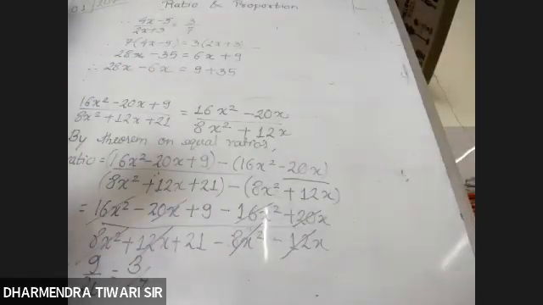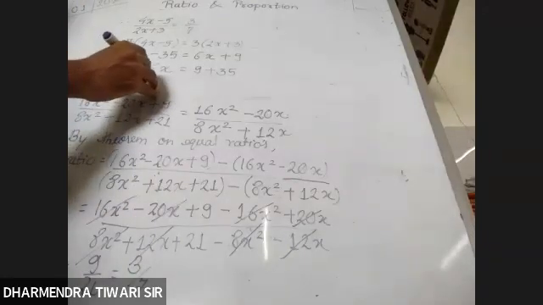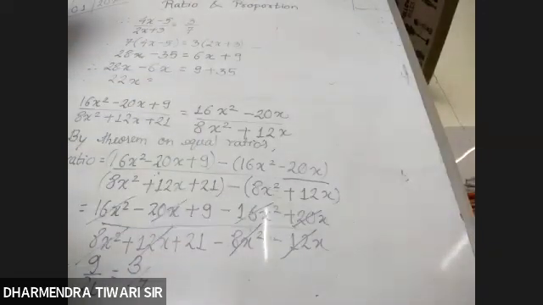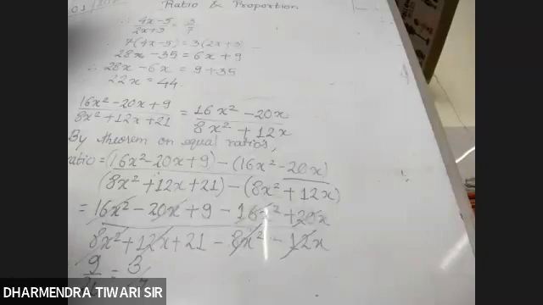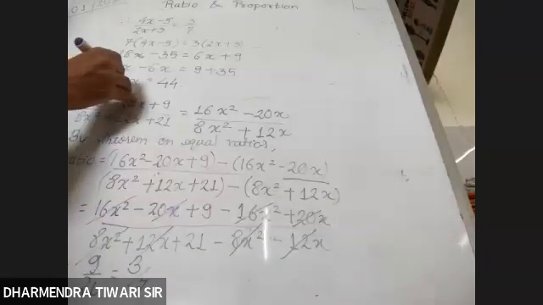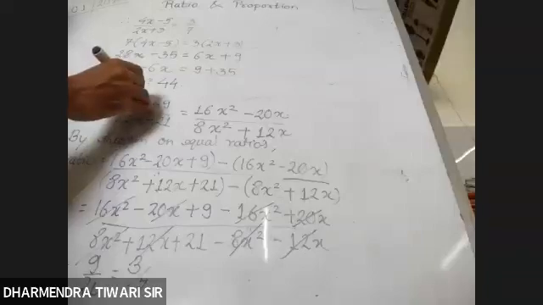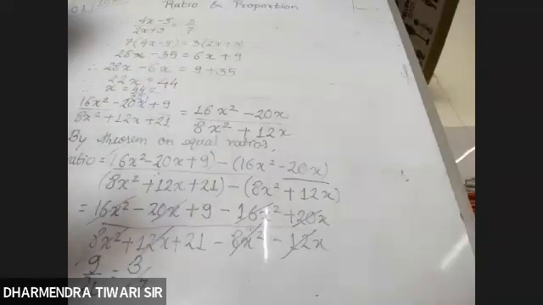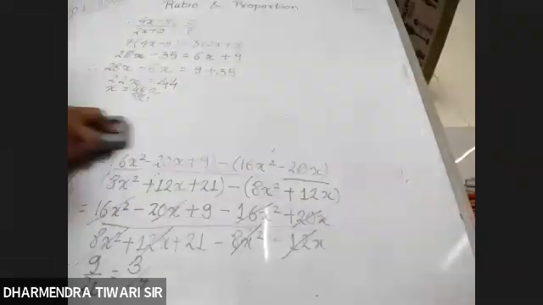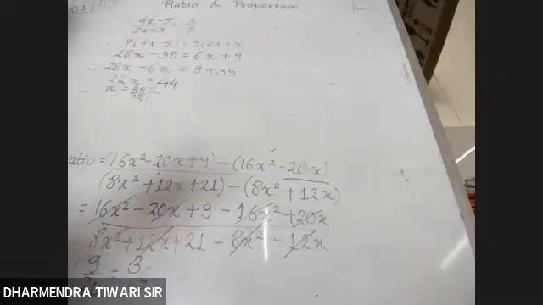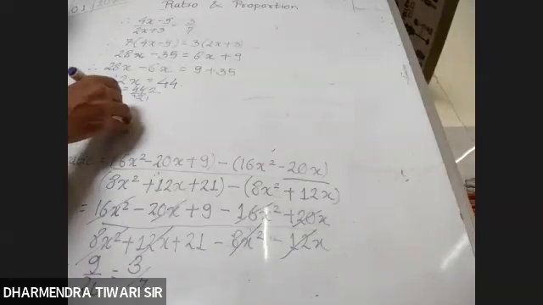28x minus 6x, answer is 22x is equal to 35 plus 9 is 44. So just divide this, x is equal to 44 upon 22. 22 ones are 22, 22 twos are 44. So we got the value of x as x is equal to 2.